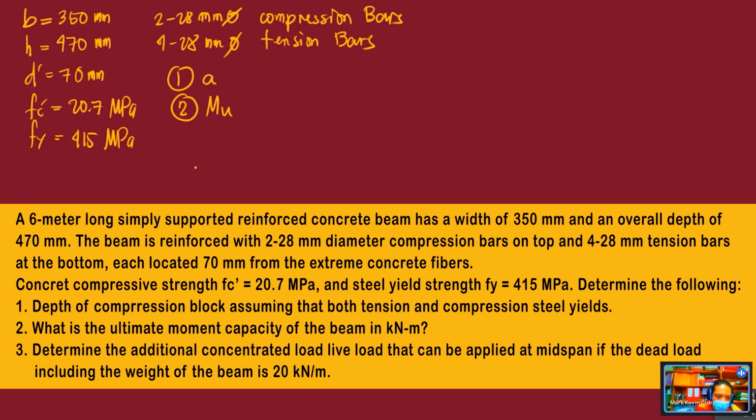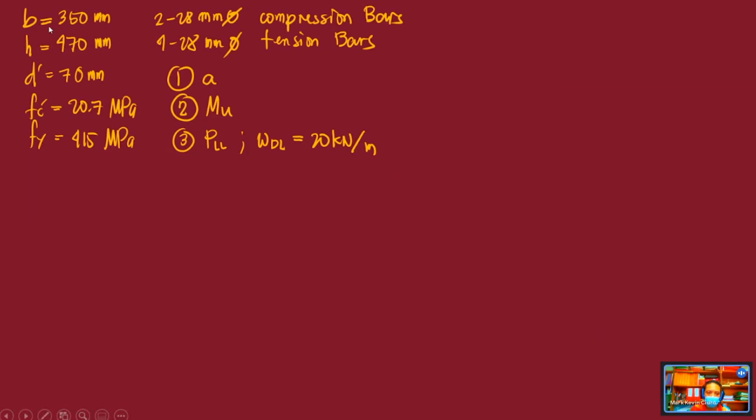And letter C, determine the additional concentrated live load that can be applied at the midspan if the dead load including the weight of the beam is 20 kilonewton per meter. So the additional concentrated live load at the midspan, PLL, is what we are looking for. Given is W dead load, which is equal to 20. The given is also the dimension of the beam, 350.